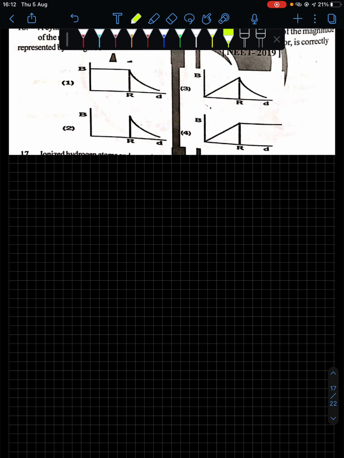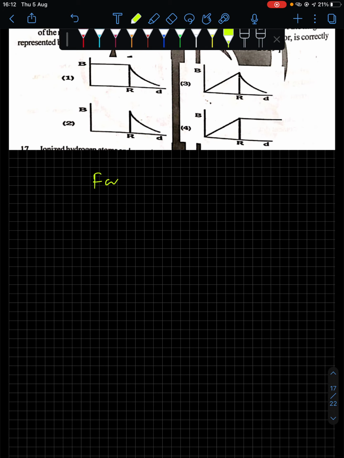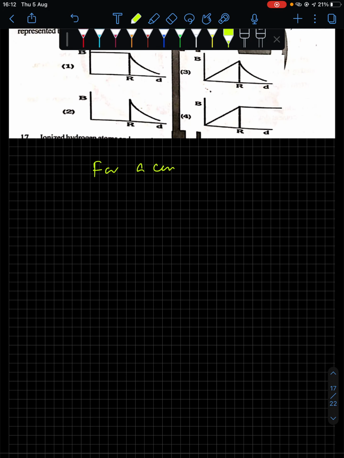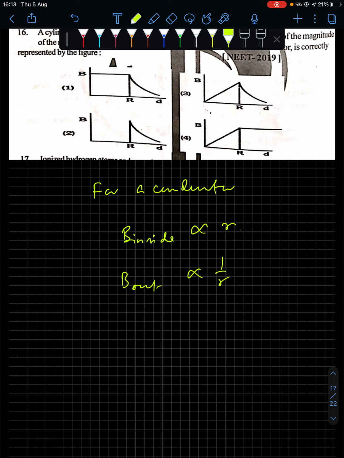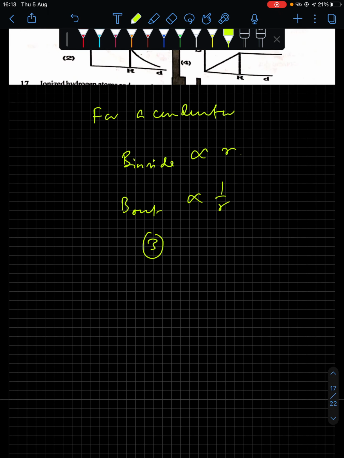I'll just do the solution at first, then I'll elaborate on it. For a conductor, the magnetic field inside is always proportional to r, but the magnetic field outside is always inversely proportional to r. So based on that, your correct answer will be option number 3. Okay, now you see how it comes.